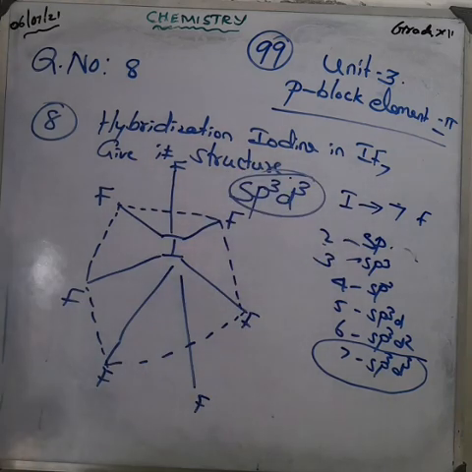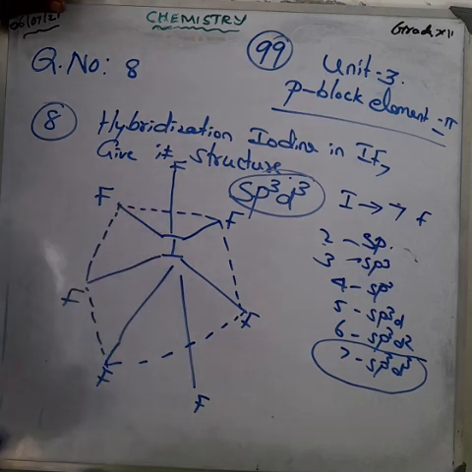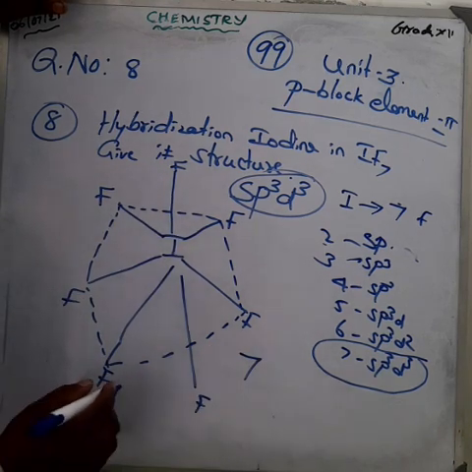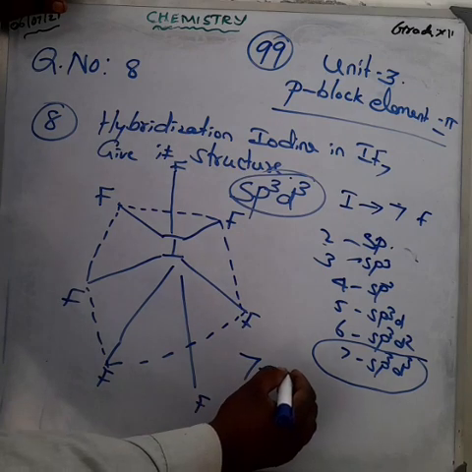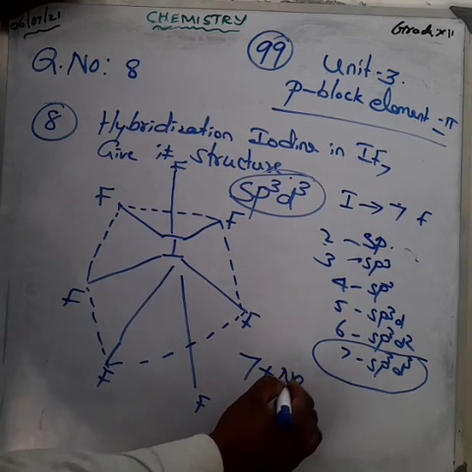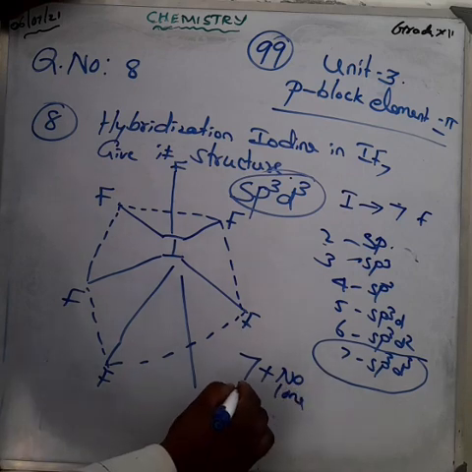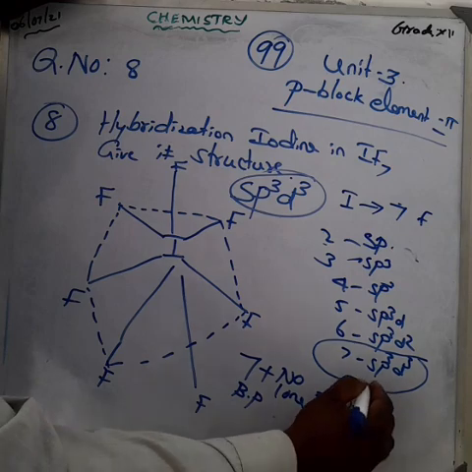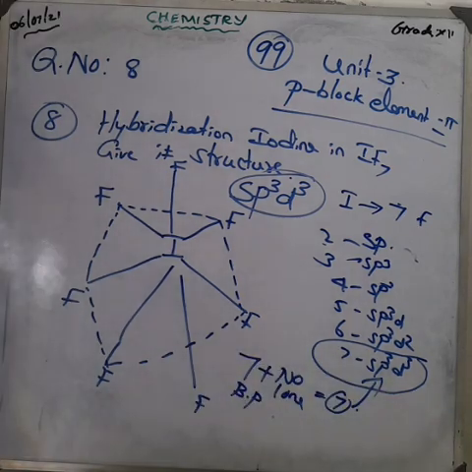So my question is, how many bond pairs does this molecule have? Can you see? 7 bond pairs. How many lone pairs of electrons here? Any lone pair of electrons? No lone pair of electrons. So 7 we get. So the hybridization is sp3d3 hybridization. Next.